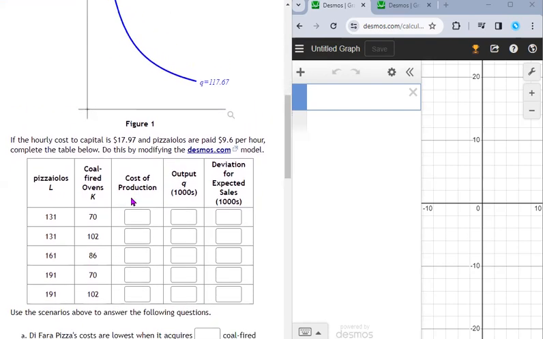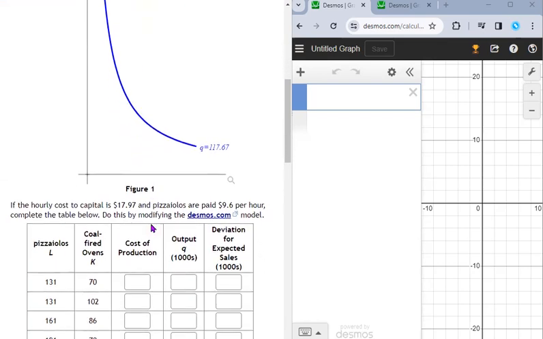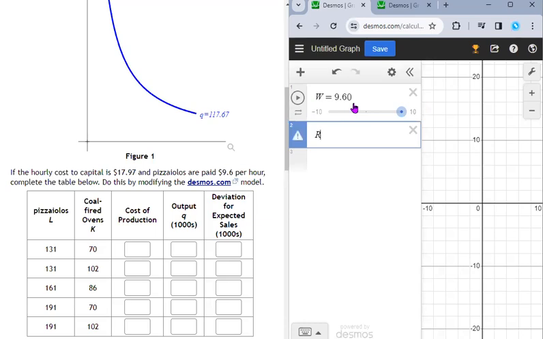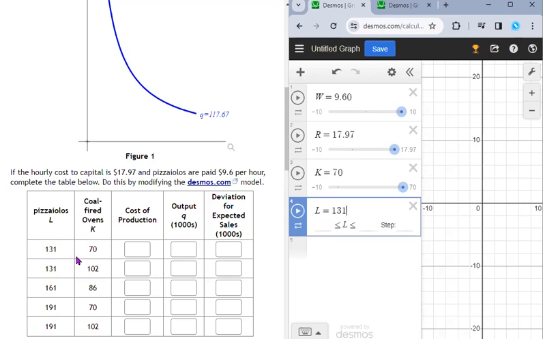Now we're going to use this function here and the cost equation to calculate the stuff in this table, right? So first we need to set the wage equal to $9.60 an hour. We need to set the cost of capital to $17.97 per hour. We have capital equal to something. Initially, capital is equal to 70 in the table. And initially, labor is equal to 131. Both those values are up in the table, right?